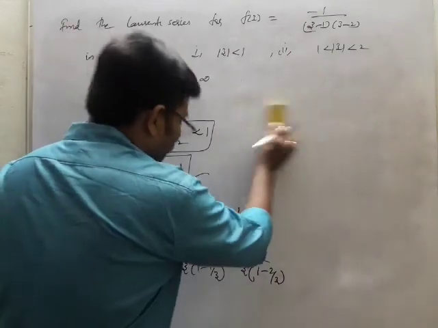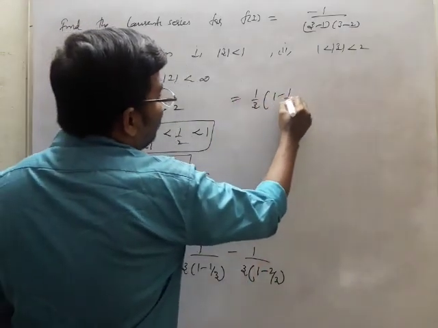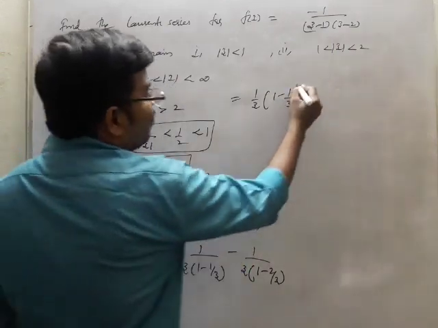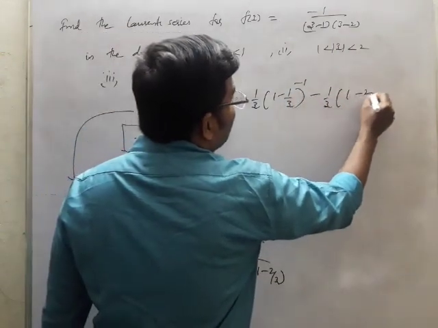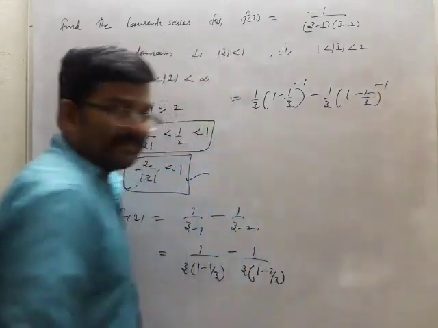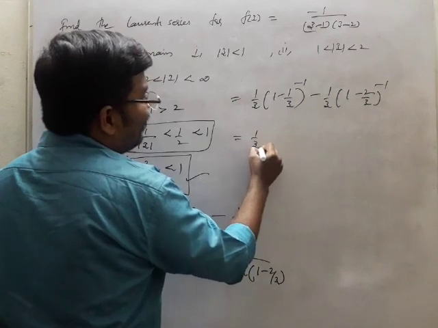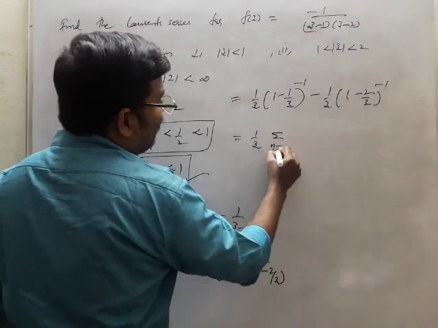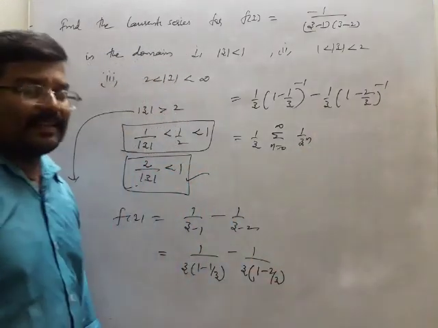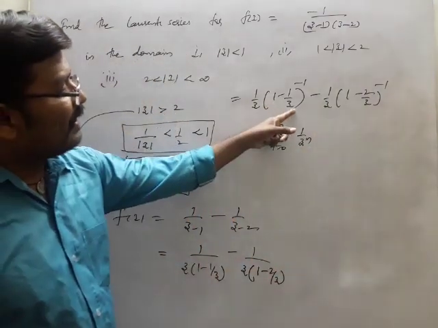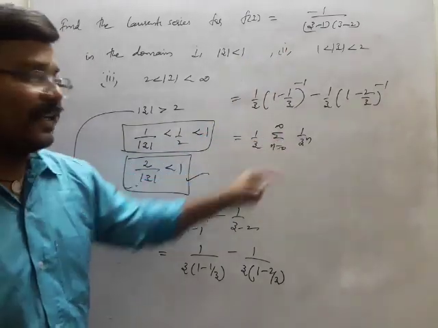So therefore you will get 1 by z into (1 minus 1 by z) whole power minus 1, minus 1 by z into (1 minus 2 by z) whole power minus 1. This is how we got it. So this is 1 by z. I can write directly summation n equal to 0 to infinity 1 by z power n, because (1 minus z) whole power minus 1 is of the form z power n. So 1 by z power n.